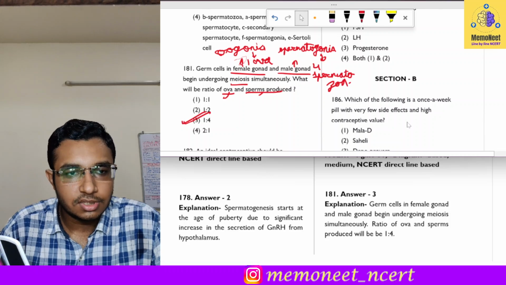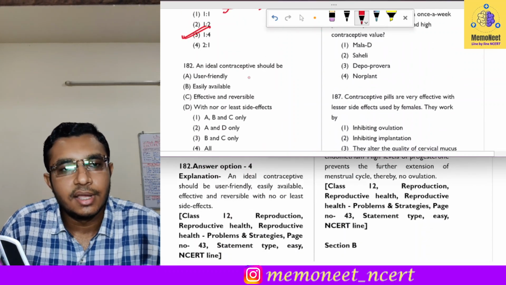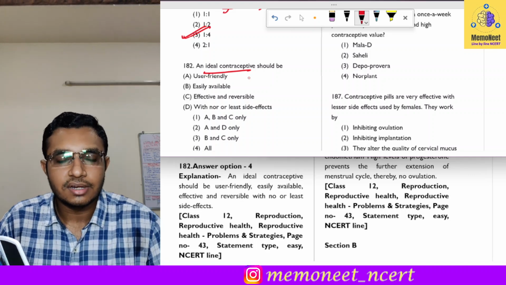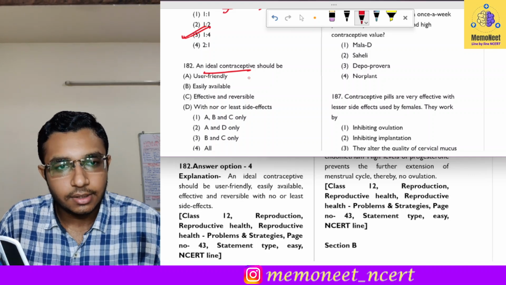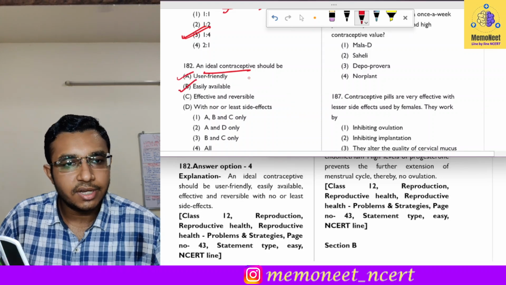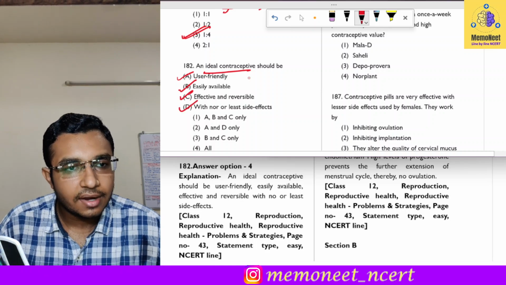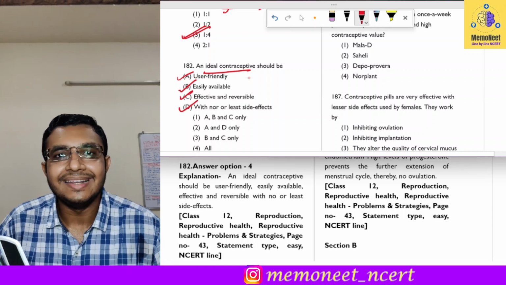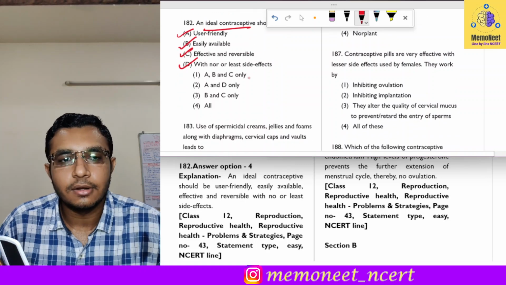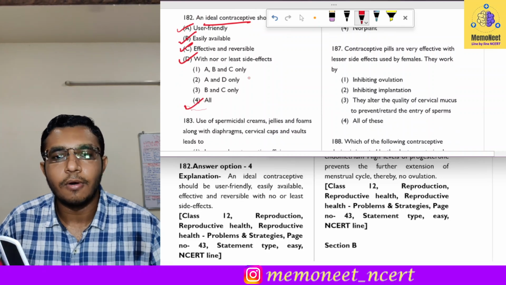The next question is question number 182. It states that an ideal contraceptive should be. So what are the features which should be present in an ideal contraceptive? An ideal contraceptive should be user friendly, easily available, effective and also easily reversible, and it should have no or least side effects. So these all are the properties of an ideal contraceptive. Therefore the correct answer of this question is option 4, that is all.